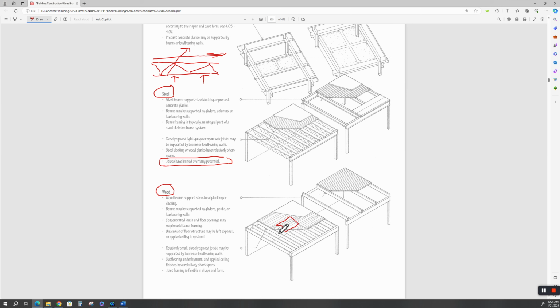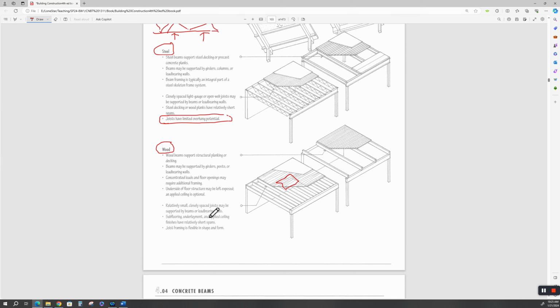And we are going to have openings. You have to have openings in your floor system for stairs, elevator chases. Of course, we've already talked about the elevator columns being a shear column, like the pagoda pole, right? Going up through the high-rise building. All right. Relatively small, closely spaced joists may be supported by beams. We've already talked about that.